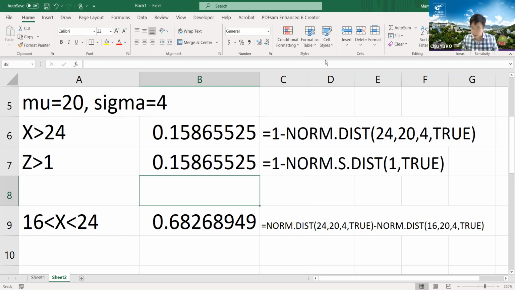Because the mean is 1 over lambda. Oh, sorry, I replied wrongly. Just wait a second. And you asked me about true and false.